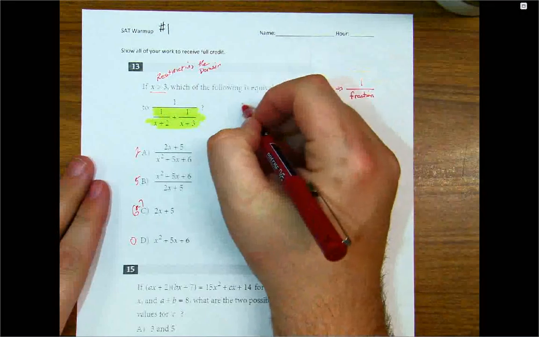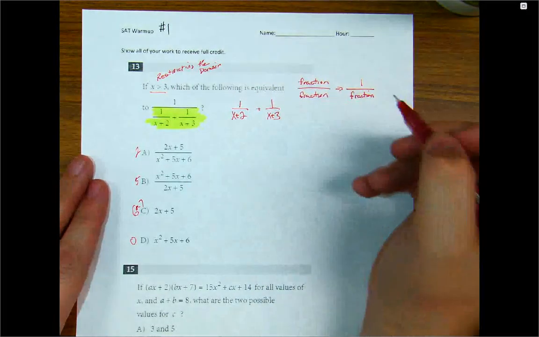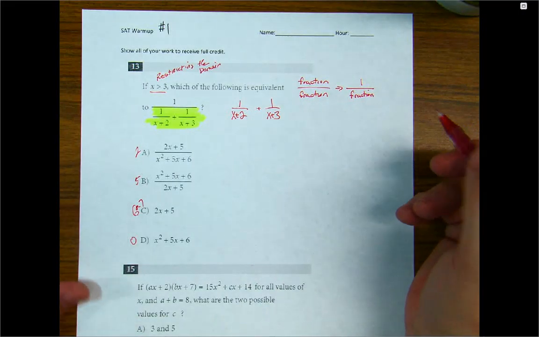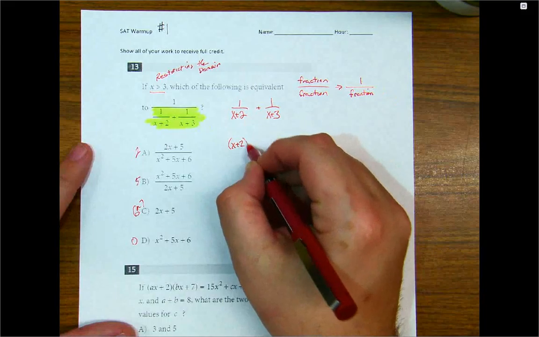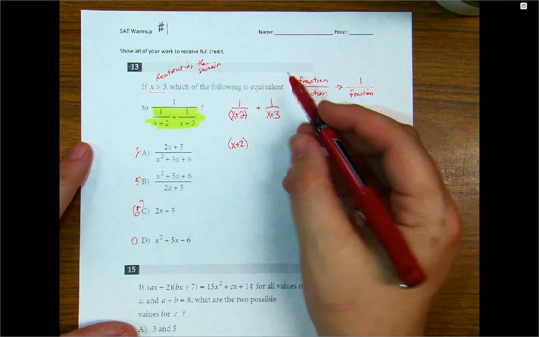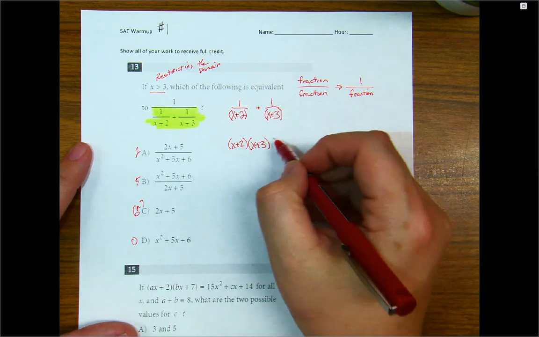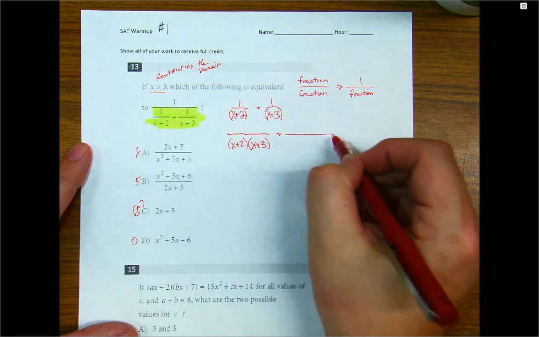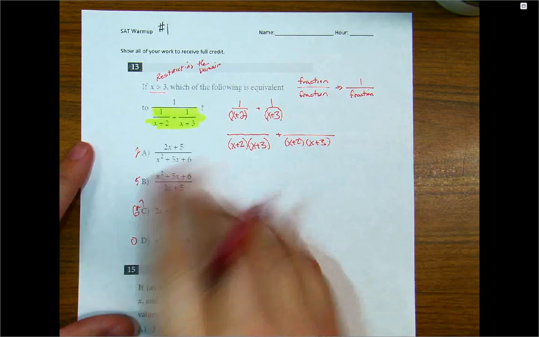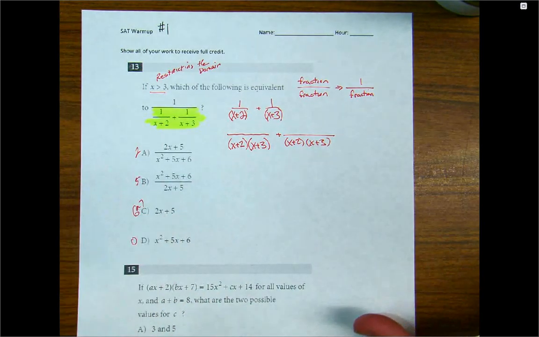Add those two things together. 1 over x plus 2 plus 1 over x plus 3. What's your common denominator? Well, I get the x plus 2 from here. But what do I get from this one? X plus 3. So I need x plus 2 times x plus 3. And after I get done with this, I'm going to show you a shortcut that works when you're adding two fractions that you might like.